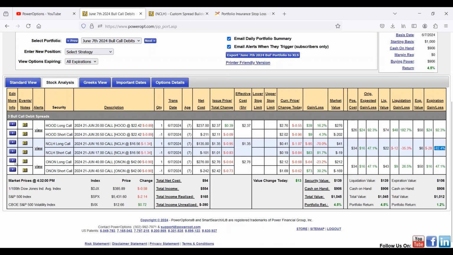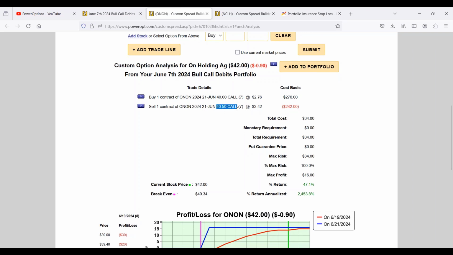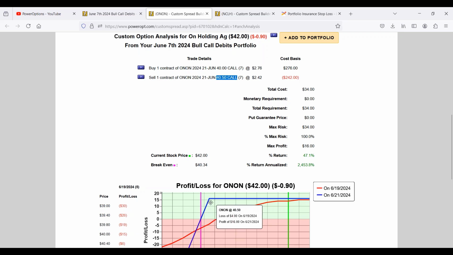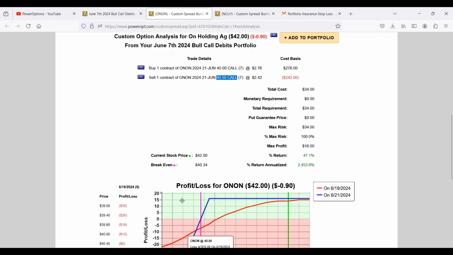Third position was ON. Let's just go to the profit and loss chart. It's probably easier to show it that way. ON was trading at around 41.80, pretty close to where it is now. It moved up this week, then it pulled back down. The 40.50 strike, we would have sold the 40.50 call for around 2.42 and bought the 40 strike for 2.76. Net debit of 34 cents, again, on a 50-cent spread.